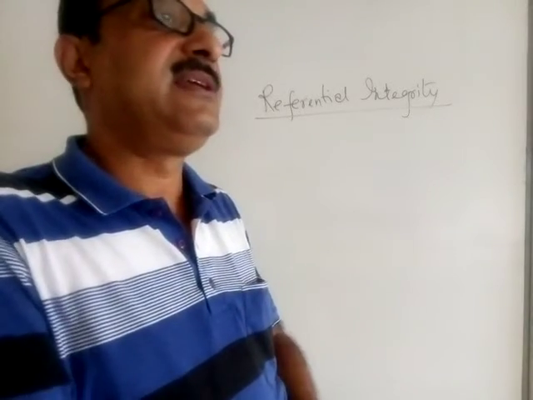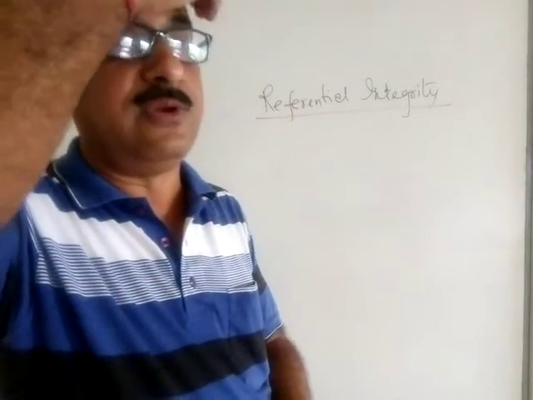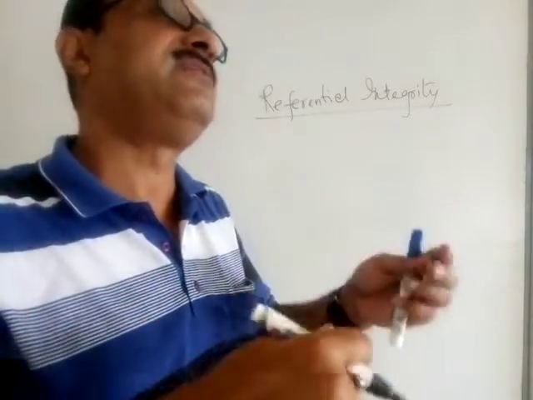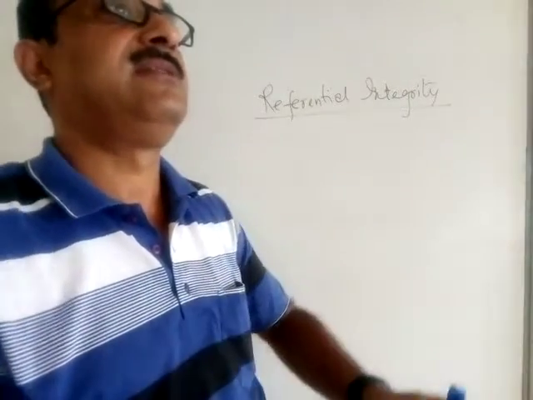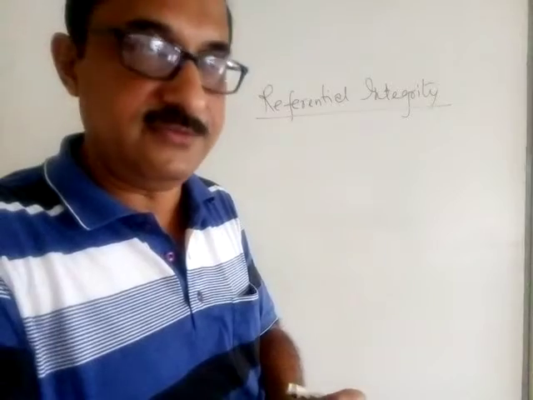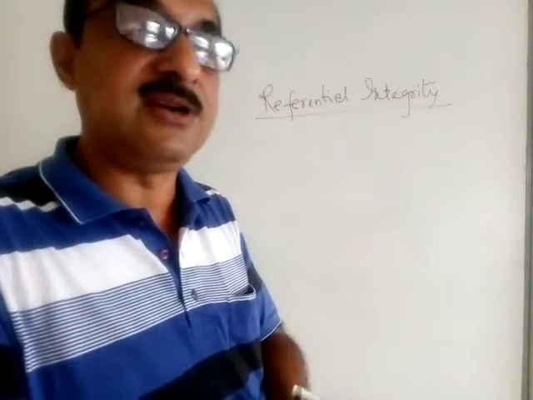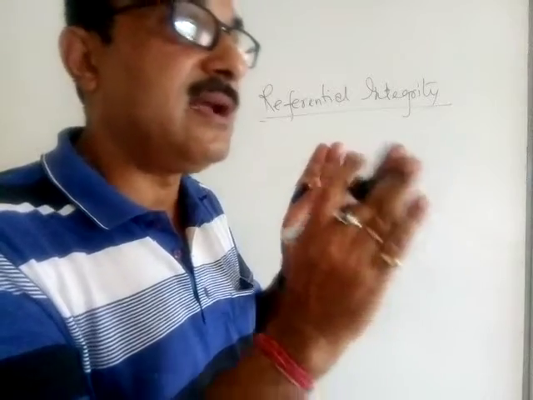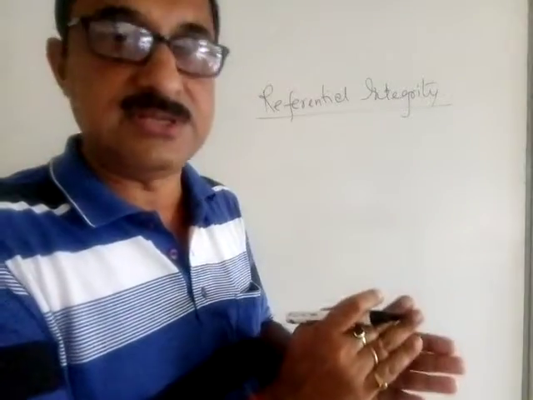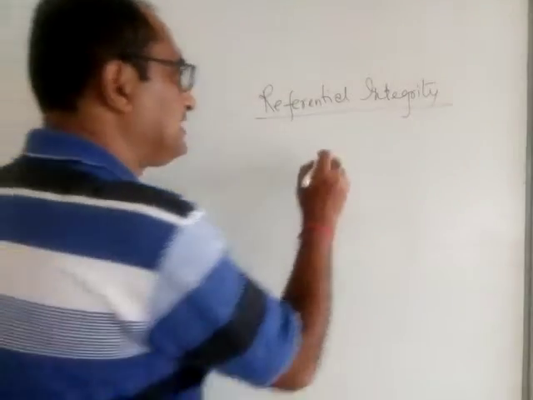Referential integrity is basically a database rule, or you can say it's a concept by which a database ensures whether a relation or a reference is valid or not. Now, what is a reference or a relation? Relation means when you are establishing a connection between two tables. I will just give you a small example.